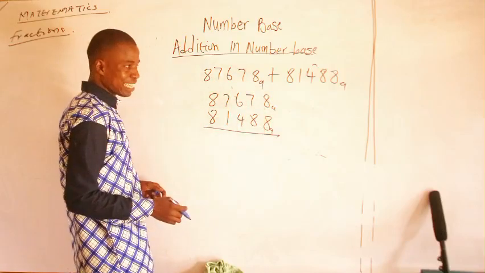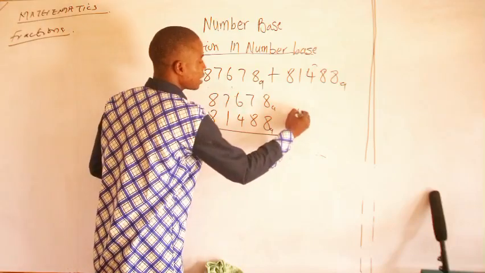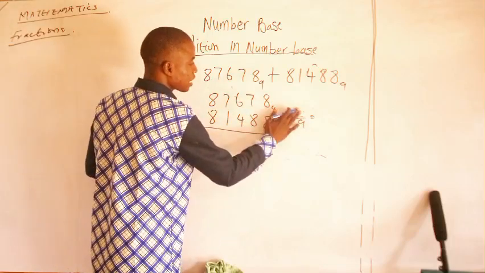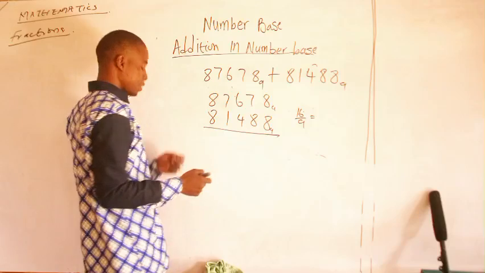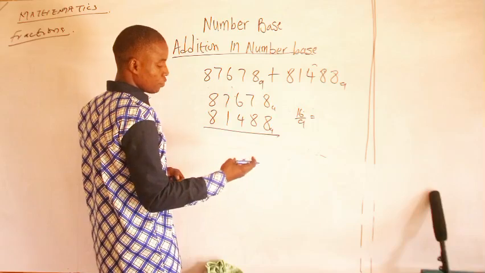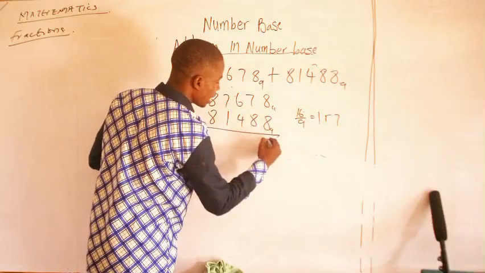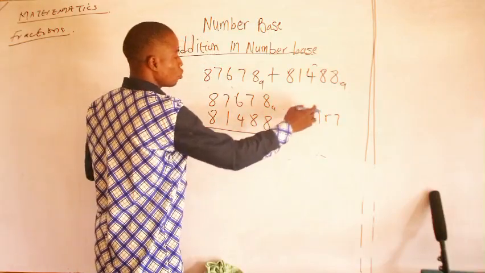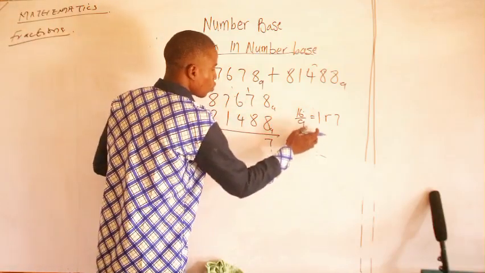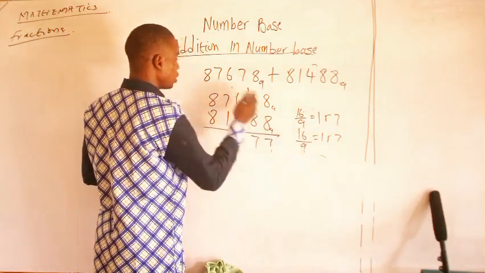Now, this one plus this is 18, which is above the base because the base is 9. Now, 18 divided by 9, no, it's not 18: 8 plus 8 is 16. 16 divided by 9 is 1 remainder 7. You write the remainder, 7, and you put the 1 here. This one, the same thing as well, 16. When you get 16 over 9, it is 1 remainder 7. You write 7 and put the 1 here.